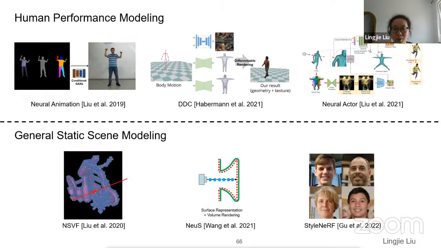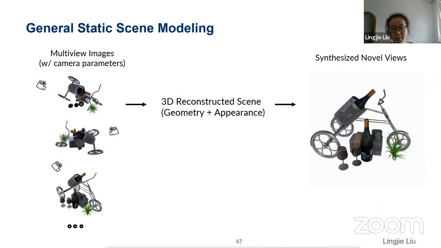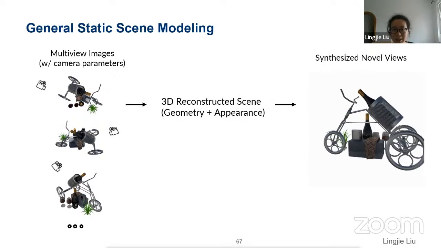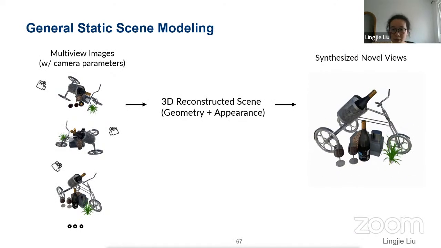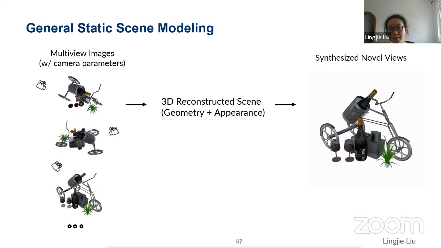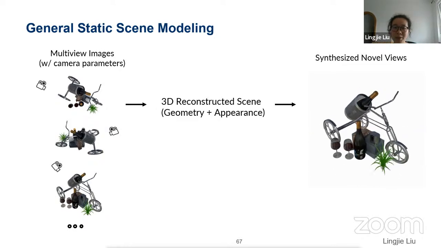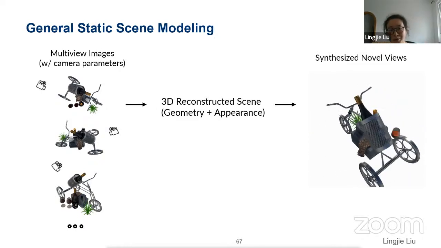Next, we will move to general static scene modeling. And different from human performance modeling, no 3D information is available as input in this case. Our task is similar to before. That is, we intend to learn scene representations from 2D images together with their camera parameters. And the learned representation can be rendered from arbitrary viewpoints.